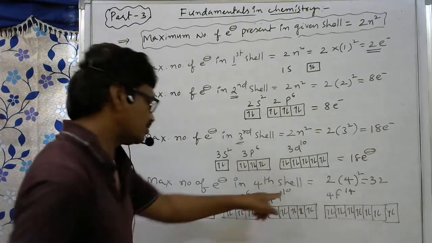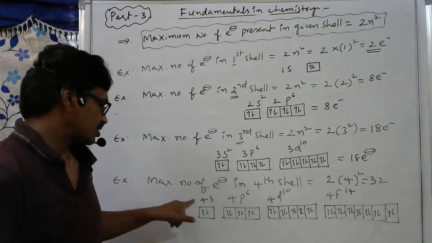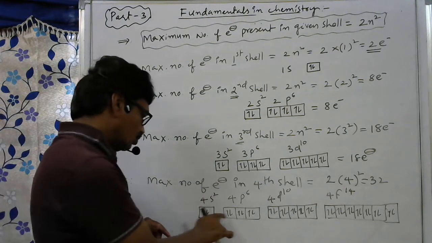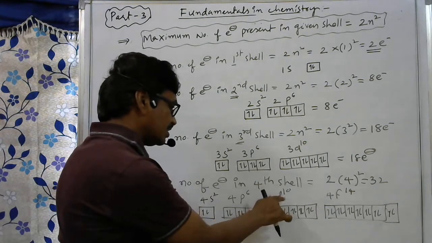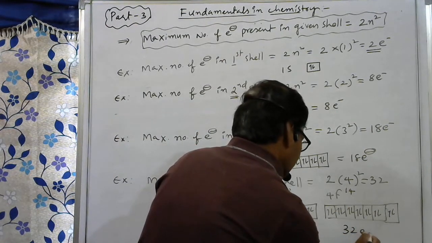D orbital carries maximum 10 electrons. Any p orbital contains maximum 6 electrons. Any s orbital contains maximum 2 electrons. So how many? 2 plus 6, 8. 8 plus 10, 18. 18 plus 14, it is 32. Total 32 electrons are present.